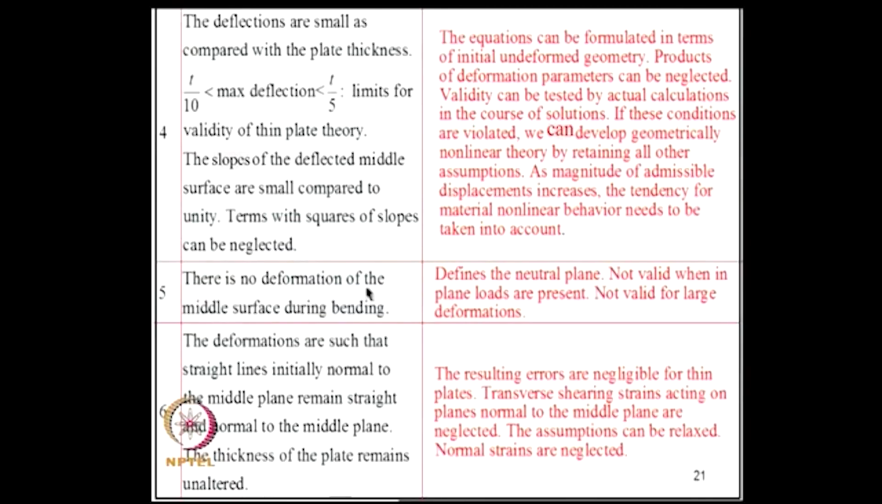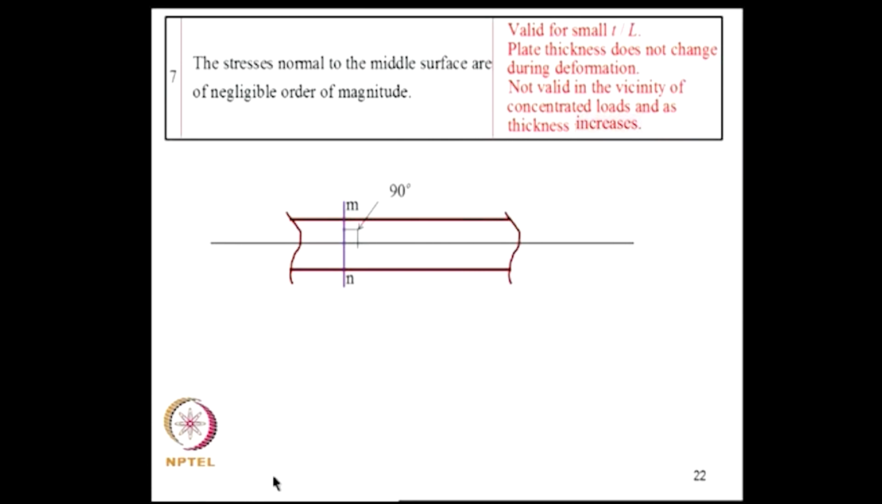Then there is no deformation of the middle surface during bending. Then the deformations are such that straight lines initially normal to the middle plane remain straight and normal to the middle plane. The thickness of the plate remains unaltered. And finally, the stresses normal to the middle surface are of negligible order of magnitude. So, these are the basic assumptions we make.